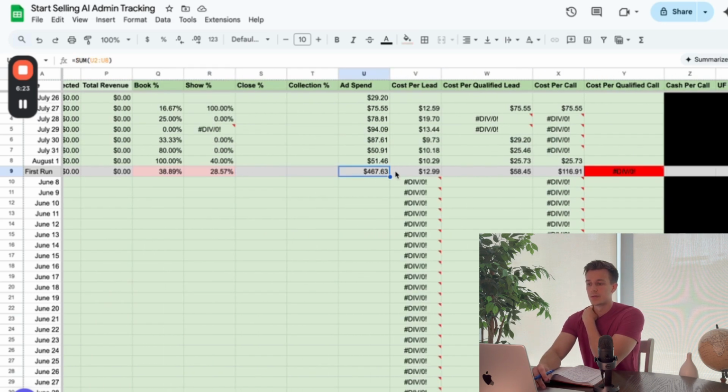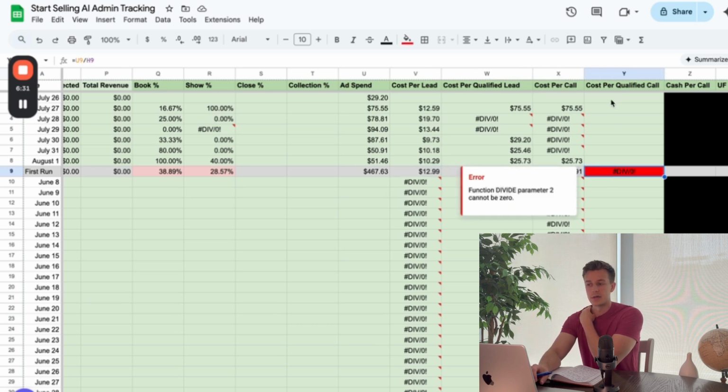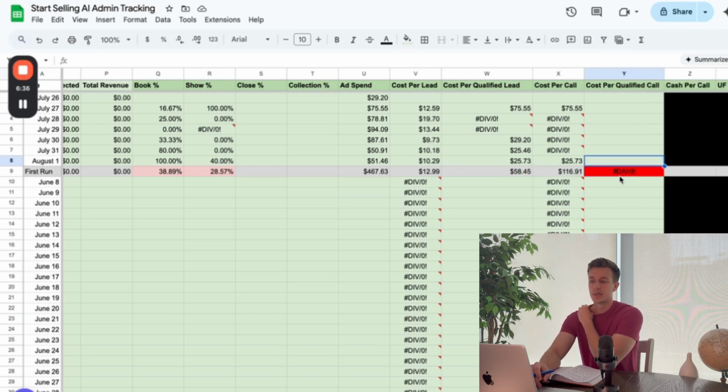And the spend was $467, cost per lead $12.99, cost per qualified lead was $58, cost per call $116, but the cost per qualified call is not in here because there wasn't a qualified call taken. So this is the biggest problem so far for the first few days of running that campaign.